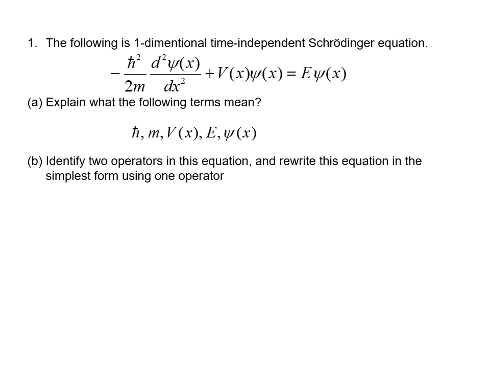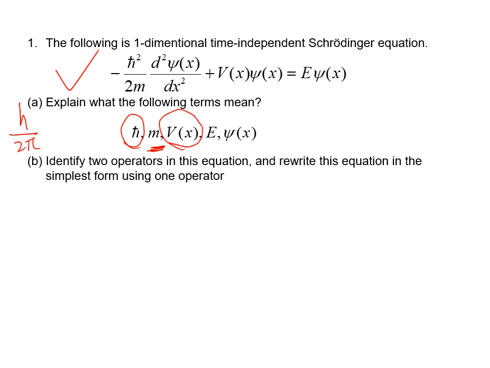Question number 1 is about the Schrodinger equation. In this equation, h bar is a constant. It's the Planck constant divided by 2 pi. M is the mass. So if this Schrodinger equation is about an electron, then this M is the mass of the electron. Or if this is about a molecule, then M is the mass of the molecule.